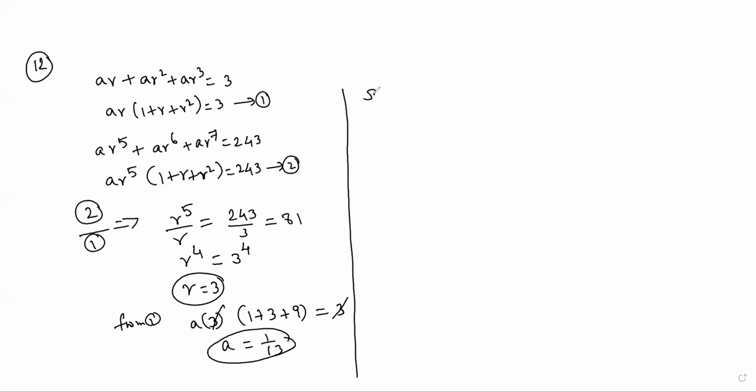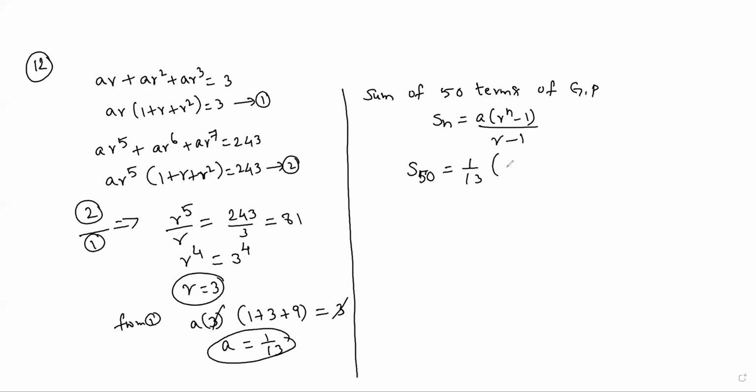We know the Sn formula, the sum of n terms: A into R power n minus 1, by R minus 1, since R is greater than 1. Here the n value is clearly 50. The A value we already got is 1 by 13. The R value is 3, so the numerator is 3 power 50 minus 1, divided by R minus 1, that is 3 minus 1, which is 2. The total answer is 3 power 50 minus 1 by 26. It is clearly option B that is the correct one.